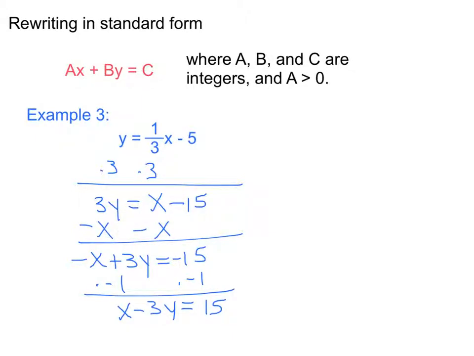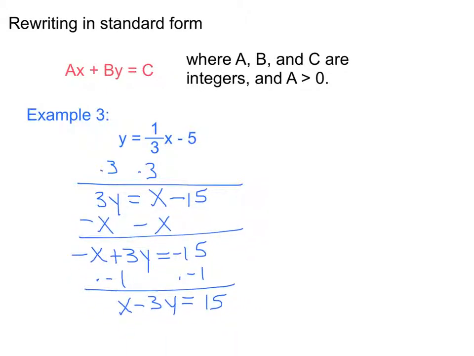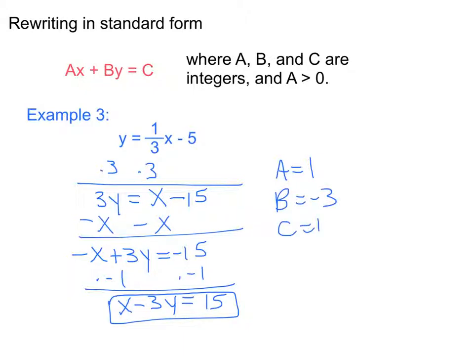Now let's identify a, b, and c. So a is equal to 1 because it's 1x, and then b is equal to negative 3, and c is equal to 15. So they're all integers and a is positive, so we're good. That's standard form for the equation y equals 1/3 x minus 5.